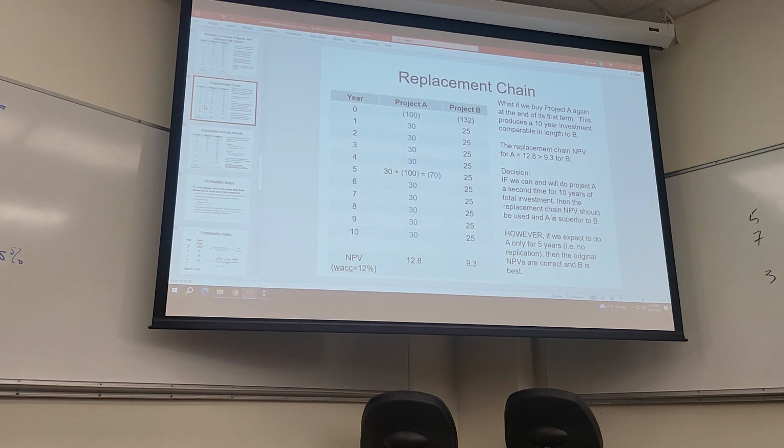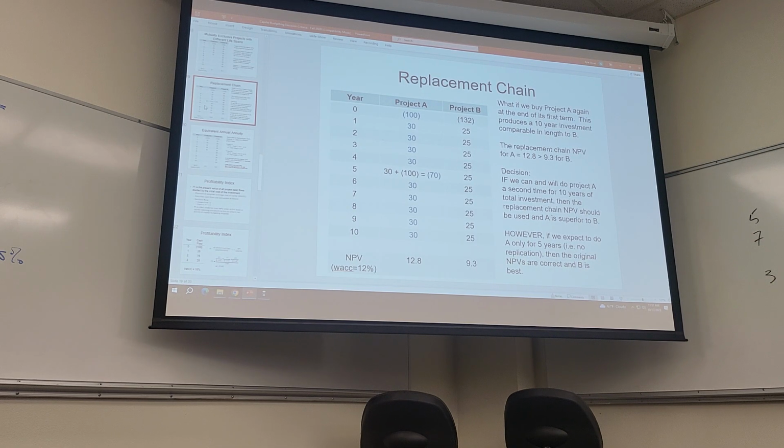Now, that's an easy one. That's easy to understand. It's fairly easy to implement. It could be time consuming if I've got a lot of years in a project. And it could be time consuming in other cases too.